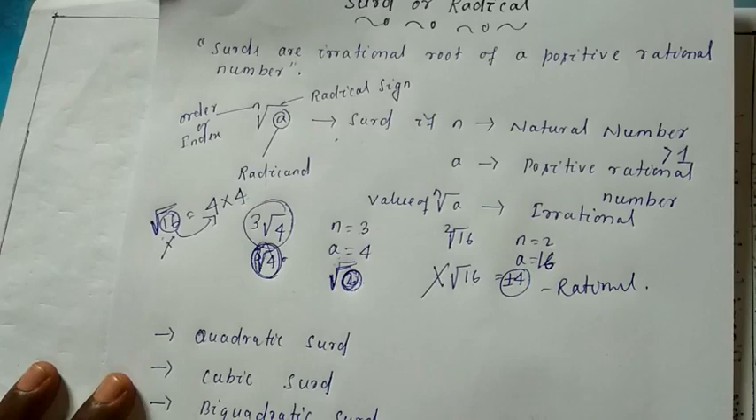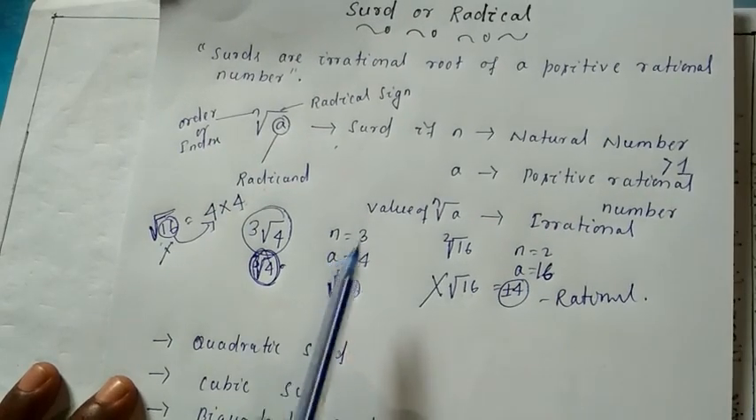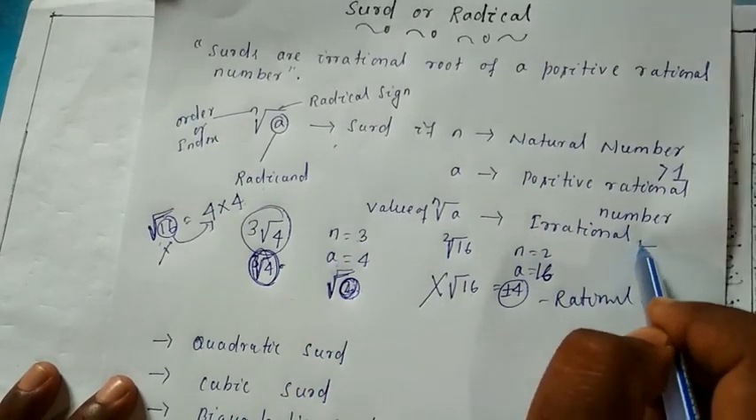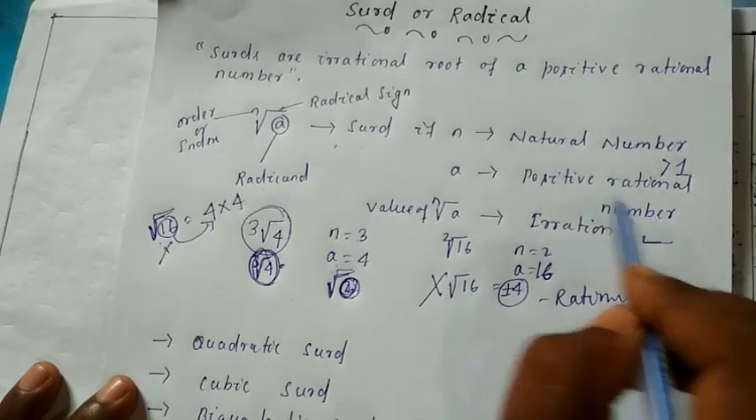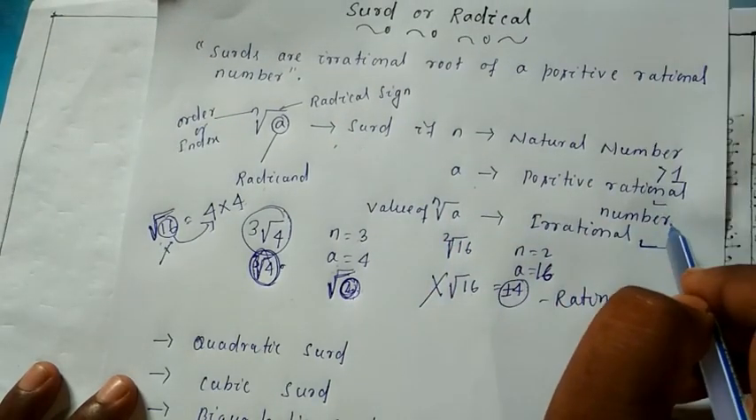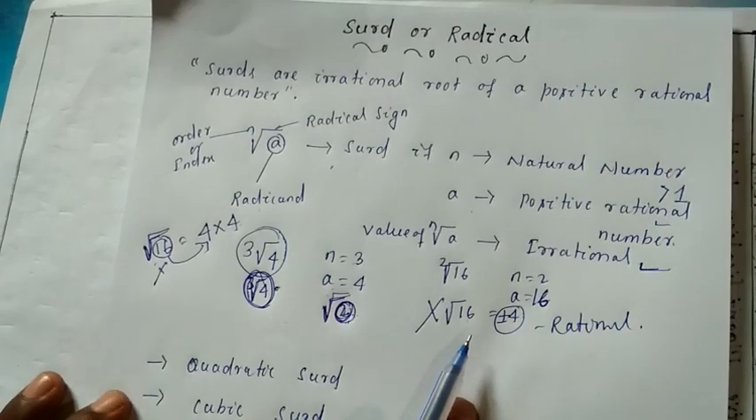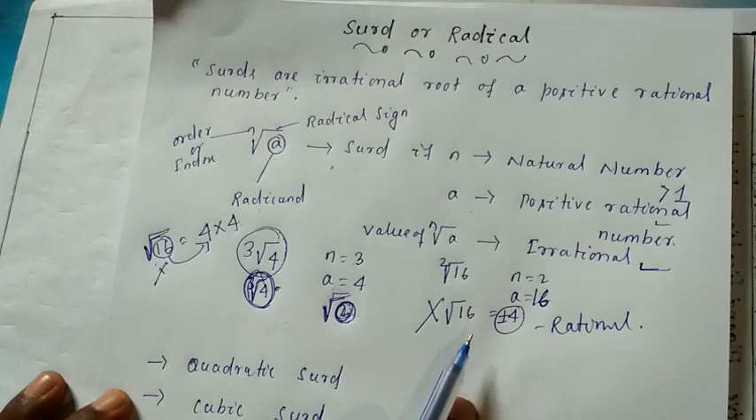That's why here the root is irrational and the radicand is a positive rational number. That's why surds can be defined as irrational roots of a positive rational number. Remember, surds are irrational roots of a positive rational number. If we take the square root of a positive rational number which is not a perfect square, you will always get its value as irrational.